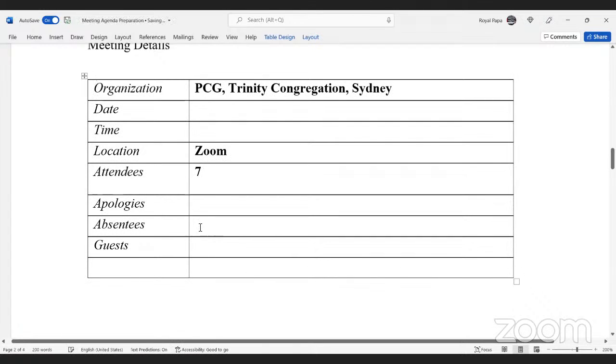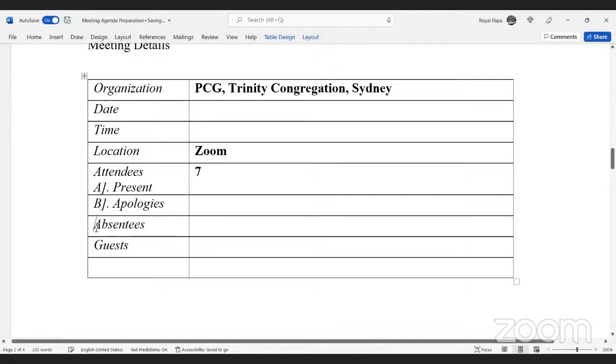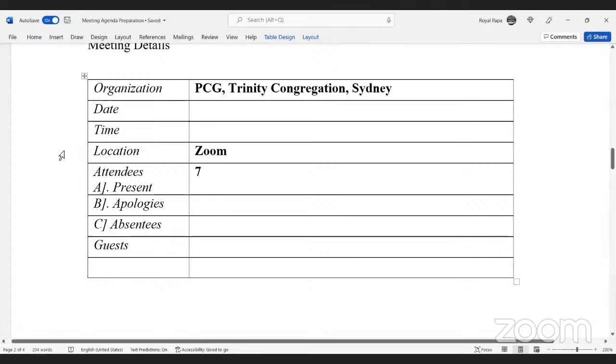Then again, you look at absentees. Now, if you know the standard of those who are supposed to attend, the attendees, those present. In other areas, when you have the attendees, you may have those present. So the present may come as A, then you go to B as apologies, then you come to C as absentees. In a standard meeting, you may have that. So it must always be there. It's an order of meeting.